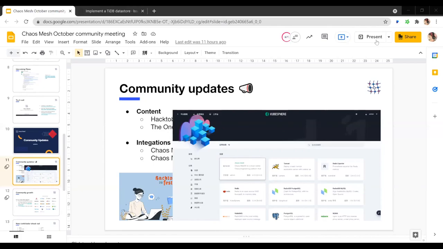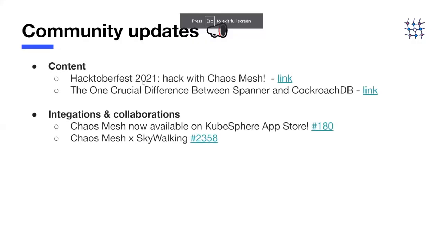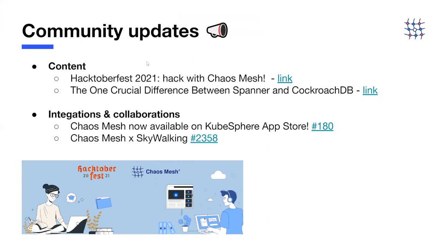Of course. Hold on, let me share my screen. So I'll give you a quick roundup of what the community has been up to in the past month. I know it's the end of October, but if you haven't already, you can still join in on Hacktoberfest, which Chaos Mesh is a part of. Basically you need to have four PRs merged in repos that have the topic Hacktoberfest, and you'll be eligible to receive a custom made Hacktoberfest t-shirt.